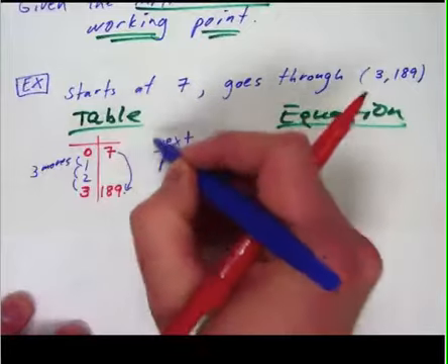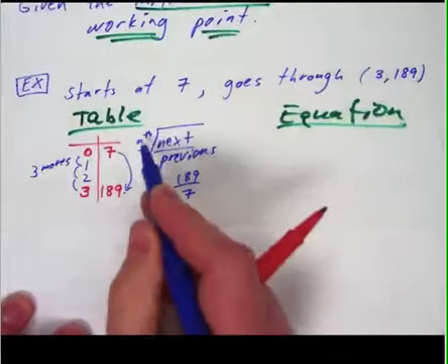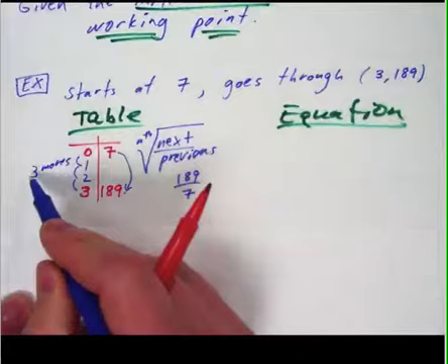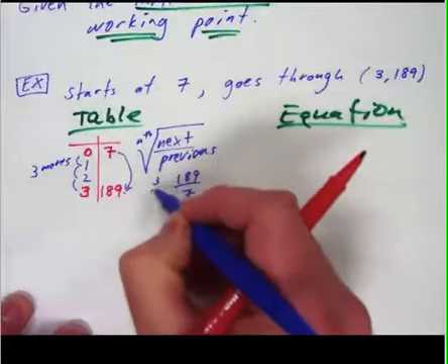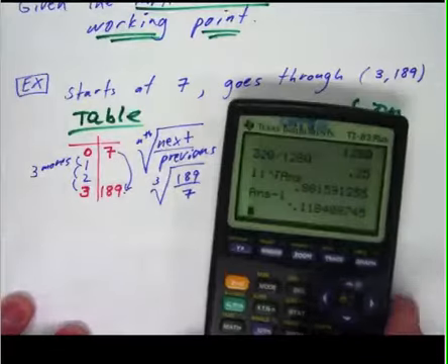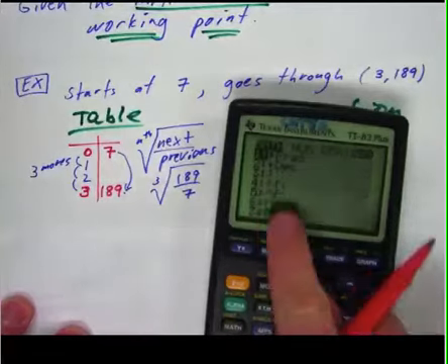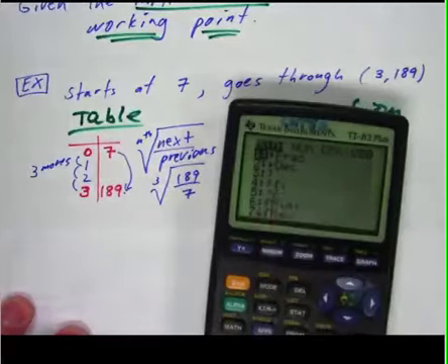So now what I'm going to do is I'm going to take what we call the nth root of next divided by previous, the nth meaning the number of moves, which in this case is 3. So I'm going to take the third root of 189 divided by 7. Now, obviously, taking the third root of 189 divided by 7 is something we would want to do in our calculator. Hopefully you know how to do that. Push 3, math, and then the one with the x on it, which is number 5.